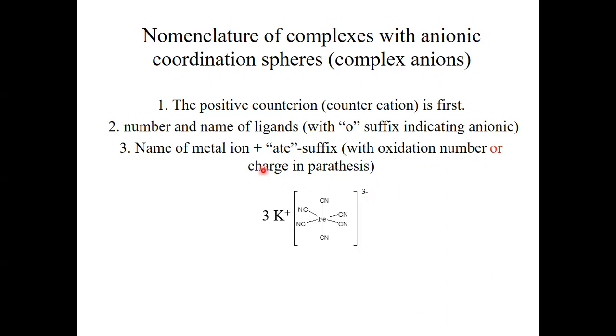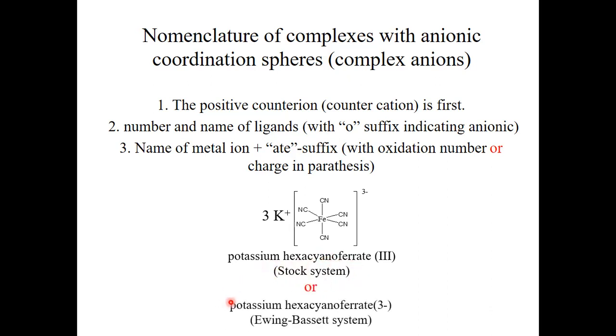We can also put the charge in parentheses behind the name, and that is very easy because we can read the negative charge here. That's a 3-, which we would have to put in parentheses. So overall, that would be either potassium hexacyanoferrate(III) in Roman numerals, if you want to name the oxidation number. Then we say that this nomenclature is in the so-called Stock system. Or we call this compound potassium hexacyanoferrate(3-).